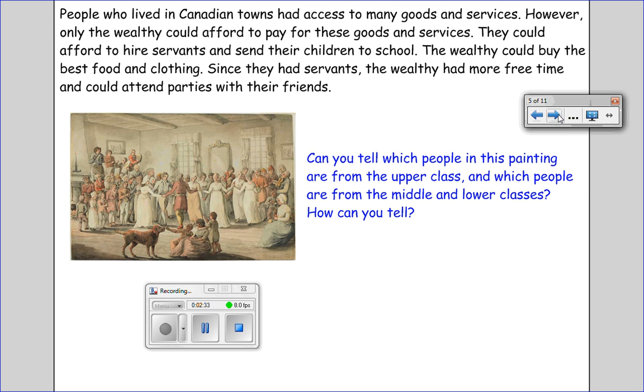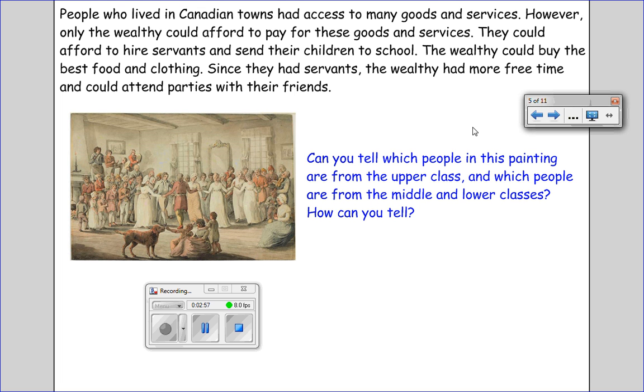People who lived in Canadian towns had access to many goods and services. However, only the wealthy could afford to pay for these goods and services. They could afford to hire servants and send their children to school. The wealthy could buy the best food and clothing. Since they had servants, the wealthy had more free time and could attend parties with their friends.